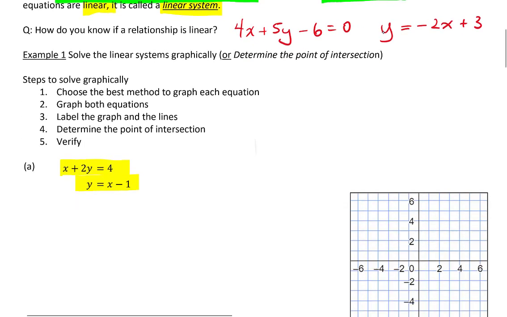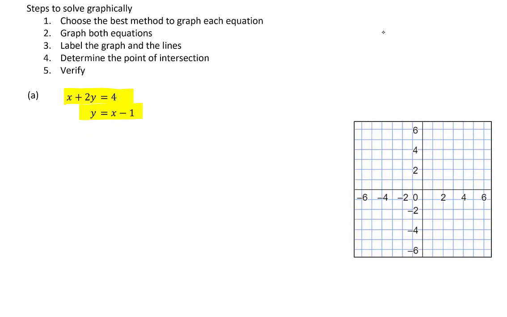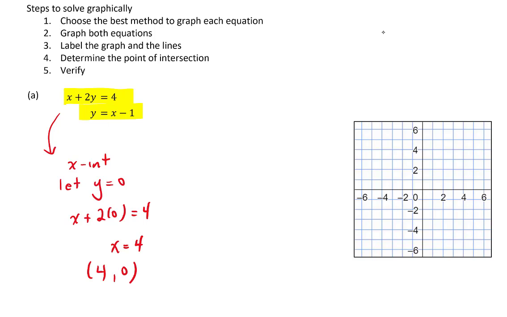So let's look at our first linear system. Let's start by using both methods for graphing. Let's take the first equation here, x plus 2y equals 4, and I'm going to use the x and y-intercept method. So if I'm looking for the x-intercept, I'm going to let y equal 0. And if y equals 0, I get x plus 2 times 0 equals 4, and therefore x equals 4. So there's my first intercept, and it is (4, 0).